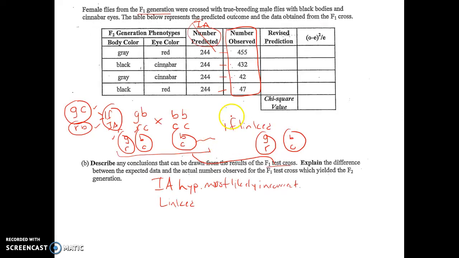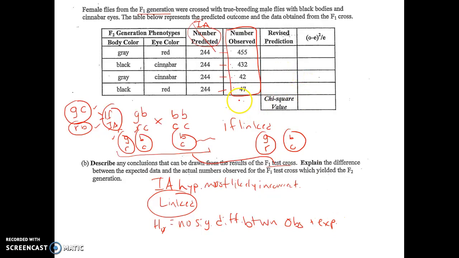So what I want to notice here first, then, is that "linked" is the revised hypothesis, right? And the null hypothesis is always stating that there is no significant difference between my observed and expected values. So I'm going to do that for up here.